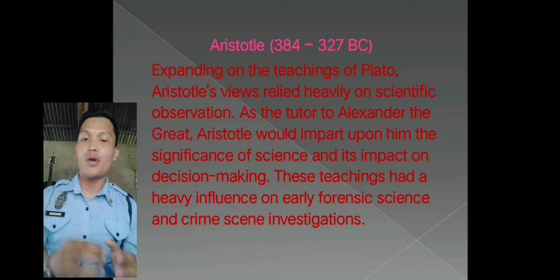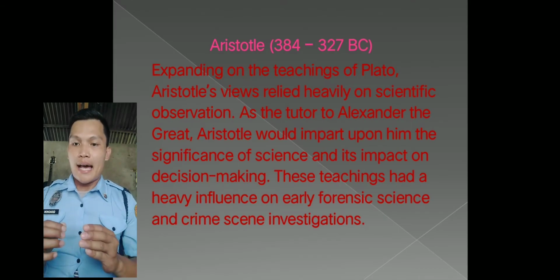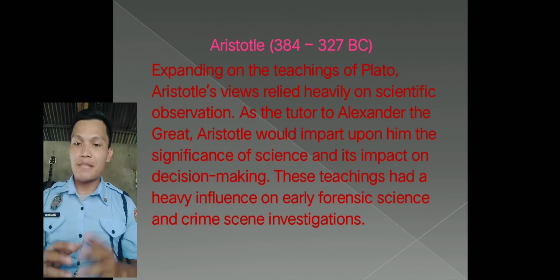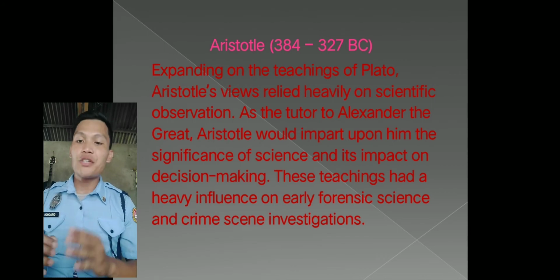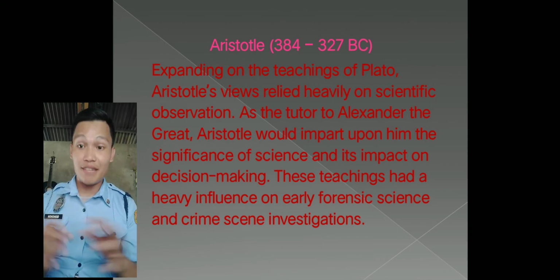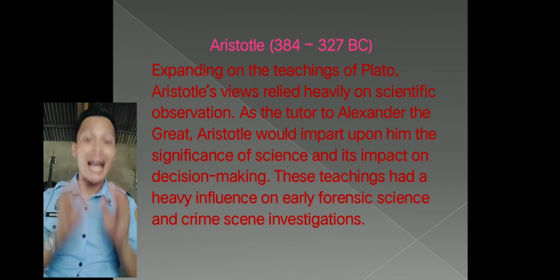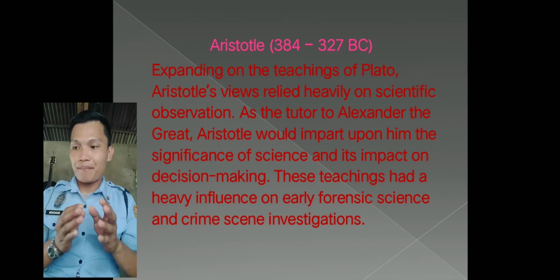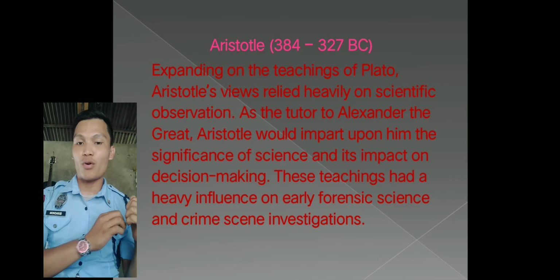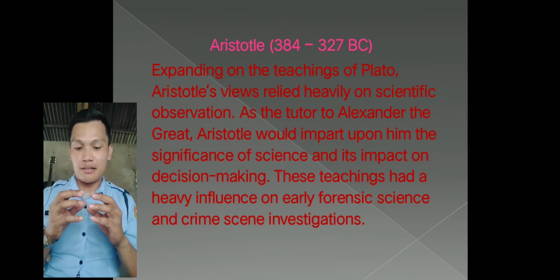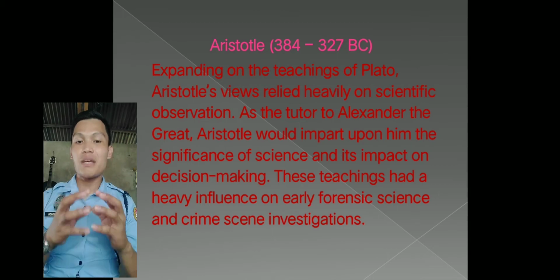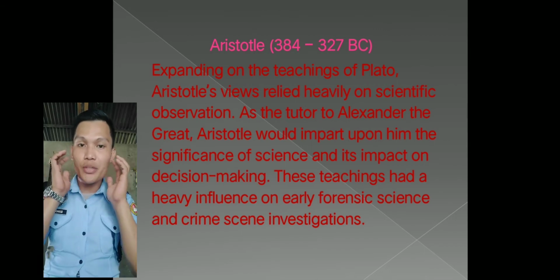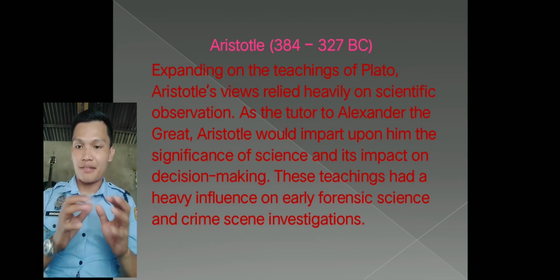Now let's go to Aristotle, 384 to 327 BC. Expanding on the teachings of Plato, Aristotle's view relied heavily on scientific observations. He is not saying that even if your family before or your bloodline are bad people, it doesn't mean that you already are bad in the present moment. So he is always basing it on scientific observations.